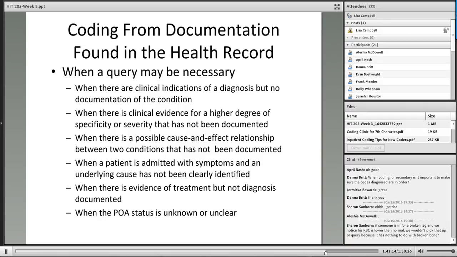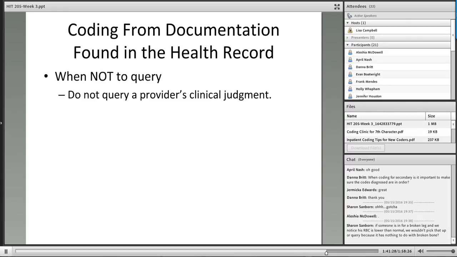You read that in your AHIMA article, so I won't go over this again. I put these 6 areas on here because you're likely to see them on the final exam. Alrighty, when not to query. Do not query to question a provider's clinical judgment, okay? When you are querying, you have to query because there are clinical indicators that are leading to a disease, okay?